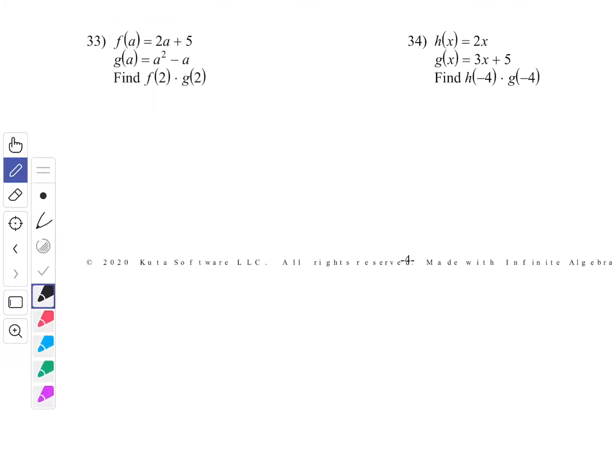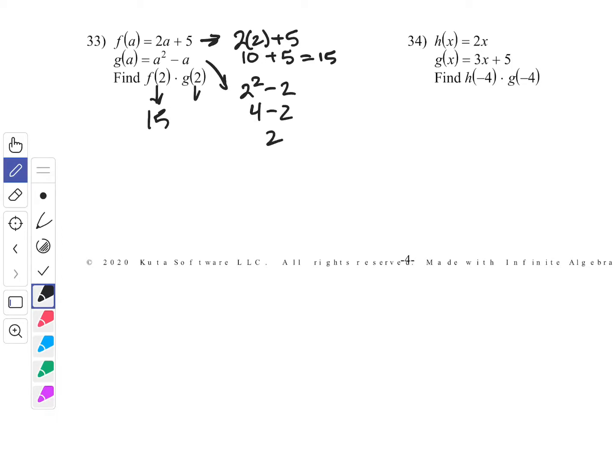Okay, and the last two. So 2 times 2 plus 5, which gives us 10 plus 5, or 15. So f of 2 is 15. G squared would be 2 squared minus 2. 2 squared is 4, minus 2 is 2. G of 2 is 2. 15 times 2 gives us 30.